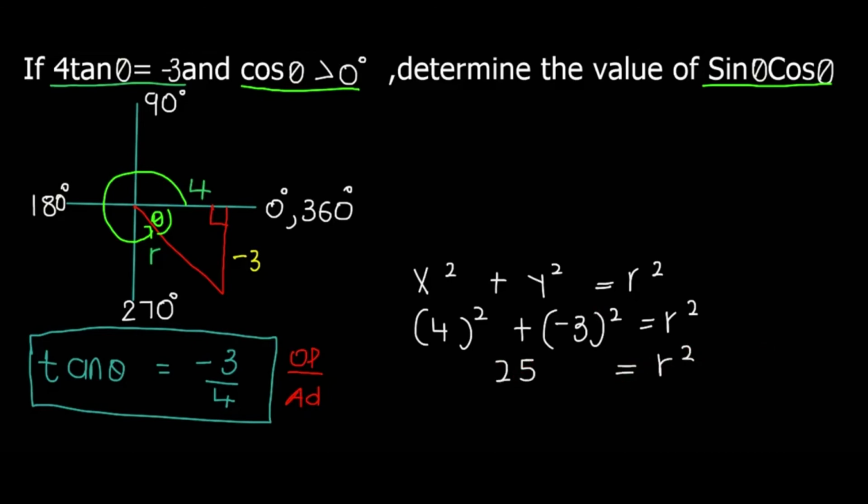And then now because we need the value of r, we will square both sides. So r is positive. Remember our r is always positive, so there is no need for plus or minus. So now we have our hypotenuse, which is 5, and from here we can find sin theta, cos theta.